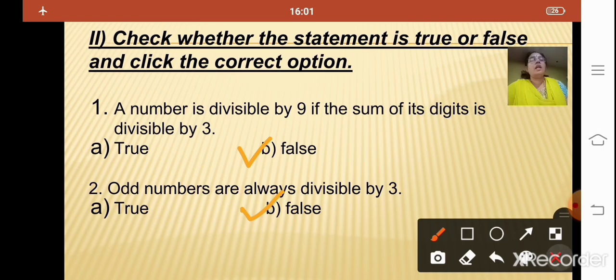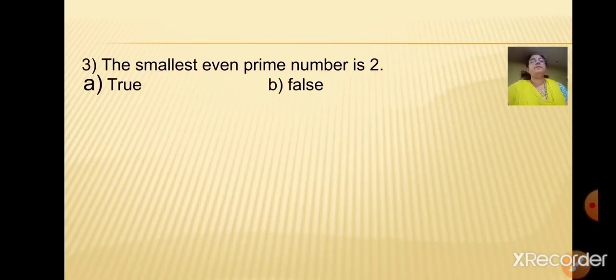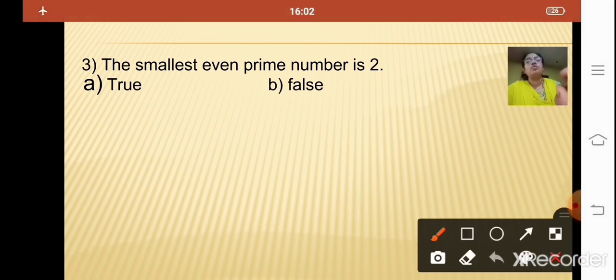Okay. Now coming to the third statement. The smallest even prime number is 2. Yes, your statement is correct. Why? Because 1 is neither a prime nor a composite number. So the smallest even prime number is 2. So your statement is true.